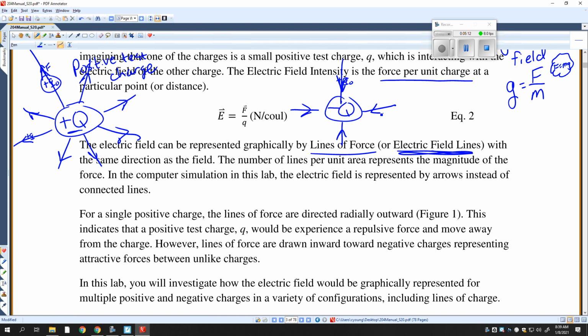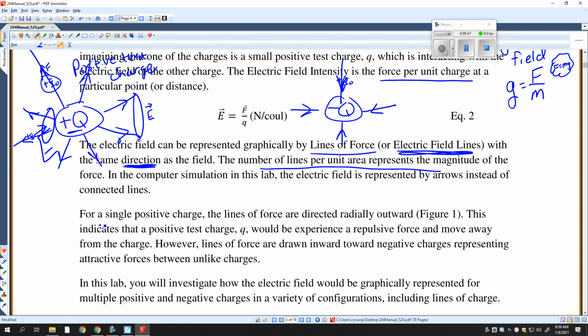Notice, let's look at my rule here. The number of lines per unit area represents the magnitude of the force or the magnitude of the field. What that means is if the lines are closer together as they are here, I have a big electric field. But if the lines are far apart, as they are out here, I have a small electric field. The number of lines per unit area, the line density, represents the magnitude of the force. And then also, the lines give the direction of the field, the force lines.